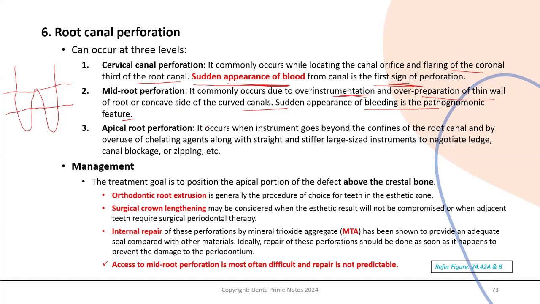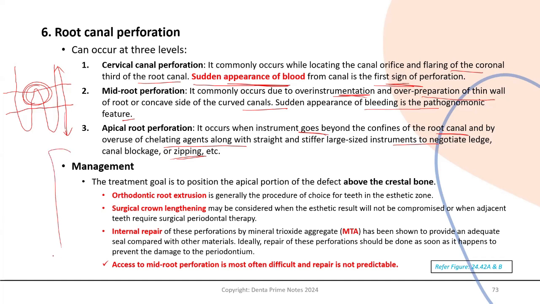Then comes apical root perforation. It occurs when the instrument goes beyond the confines of the root canal, and by overuse of chelating agents along with straight and stiffer large sized instruments to negotiate a ledge, canal blockage or zipping. So root canal perforation is on the outer side of the root, this side. When there is perforation on this side here, it's called furcation perforation. We'll talk about it later. Now we are only talking about root canal perforation here.